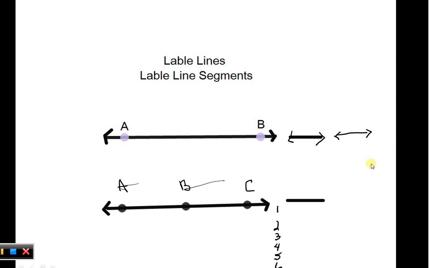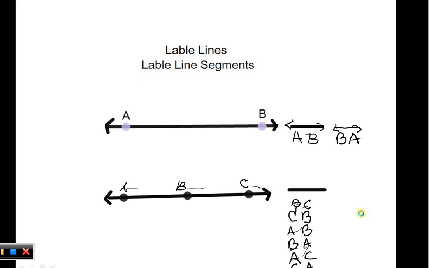Here, I want you to pause the video and try to label your lines and your line segments, which is about 6 of them that you can do. And then start the video again after you're done. All right, let's go over this. Here we have a line AB or line BA. We can reverse this because the lines go on forever and ever in both directions.